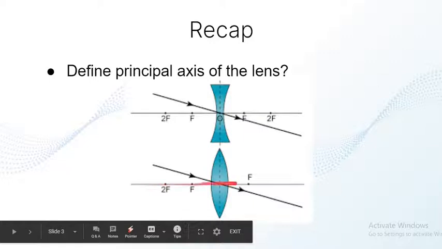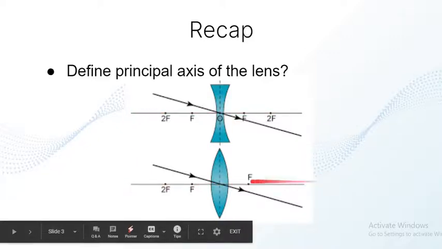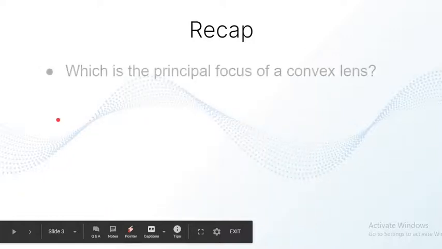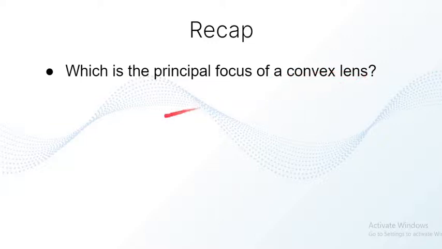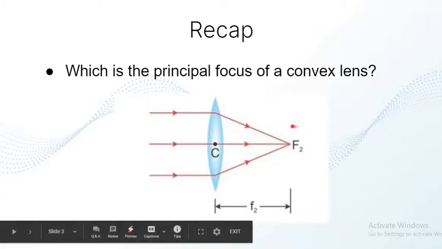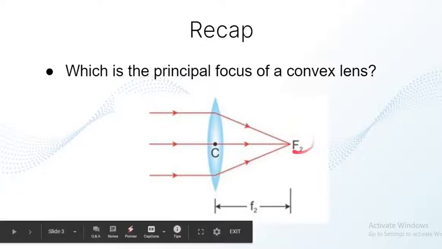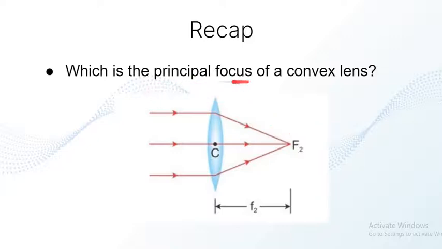This line is known as the principal axis of concave lens and this line is the principal axis of convex lens. Which is the principal focus of convex lens? The principal focus of convex lens is a point on the principal axis to which rays parallel to the principal axis converge. This point is known as the principal focus of the convex lens.